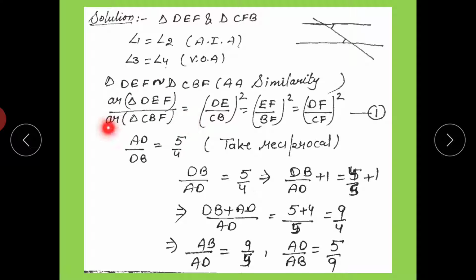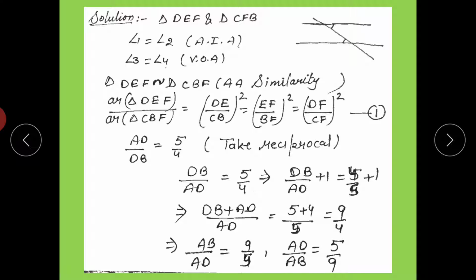So the ratio of the areas of DEF and CBF is equal to DE upon CB whole square, which equals EF upon BF whole square, which equals DF upon CF whole square. Now another point is given here: AD upon DB is 5:4. Now we have to find the ratio DE upon CB, and for that you have to remember that we have to take the reciprocal.